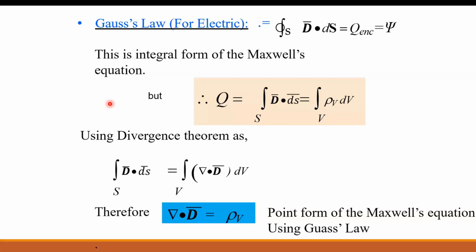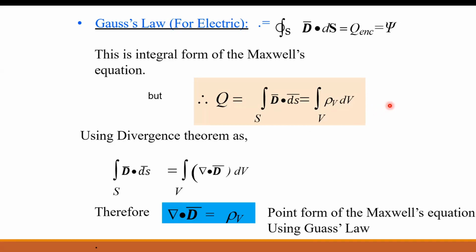Right. So again, I'm stating Gauss law is given by closed integration of D bar dot dS bar is equal to Q enclosed, and that is equal to psi. But we know that Q is equal to surface integration of rho s dS, and it is also equal to volume integration of rho v dv. This is equation number 2, and we can say that it is the integral form of Gauss law.